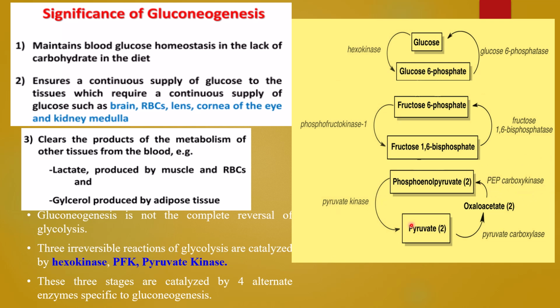So one enzyme of glycolysis is compensated by two enzymes in the reverse direction in gluconeogenesis: pyruvate carboxylase and phosphoenol pyruvate carboxykinase. So this is how the reversal of glycolysis happens. Most of the steps and the enzymes involved are the same, but these are the three major steps which are compensated by different enzymes in gluconeogenesis.